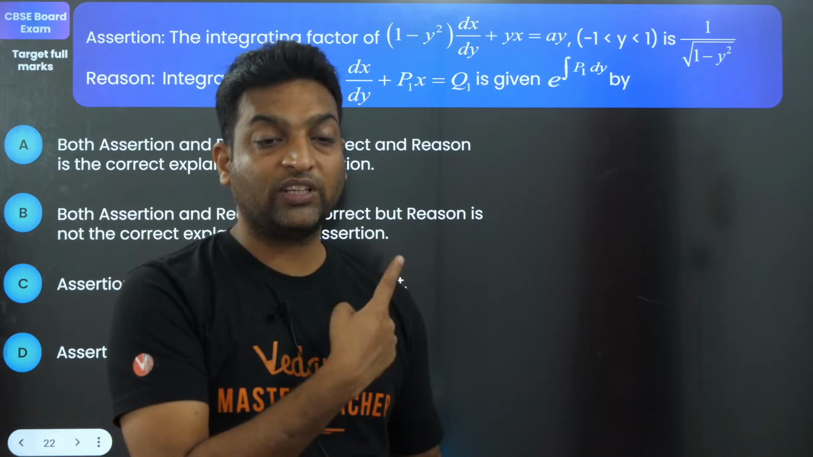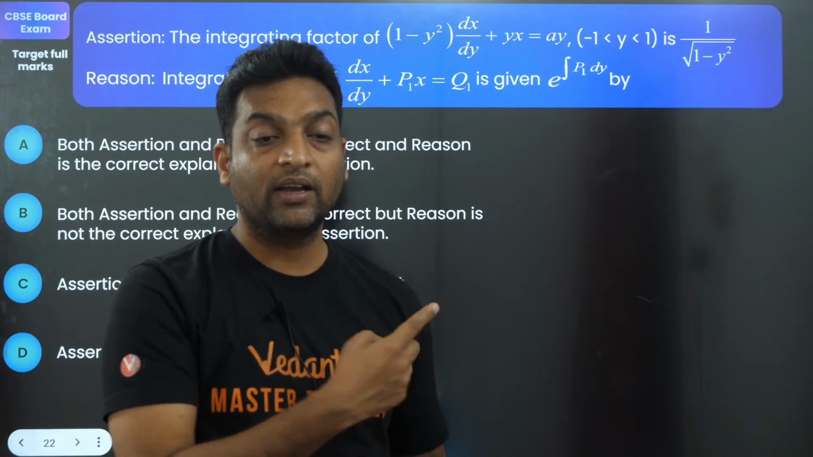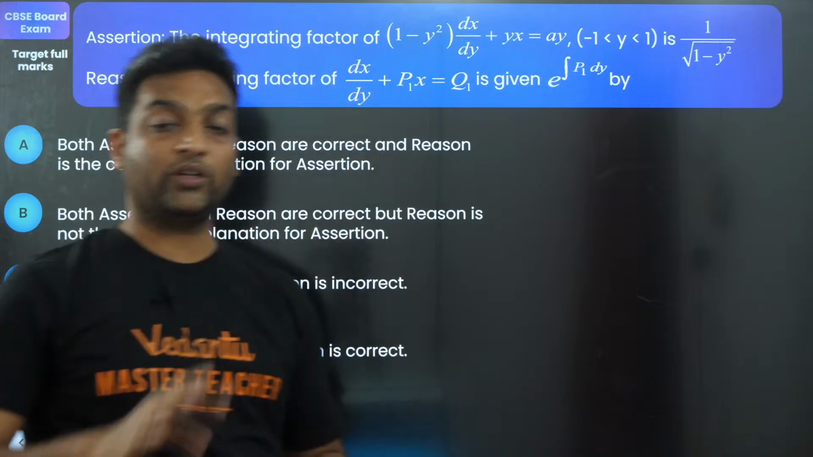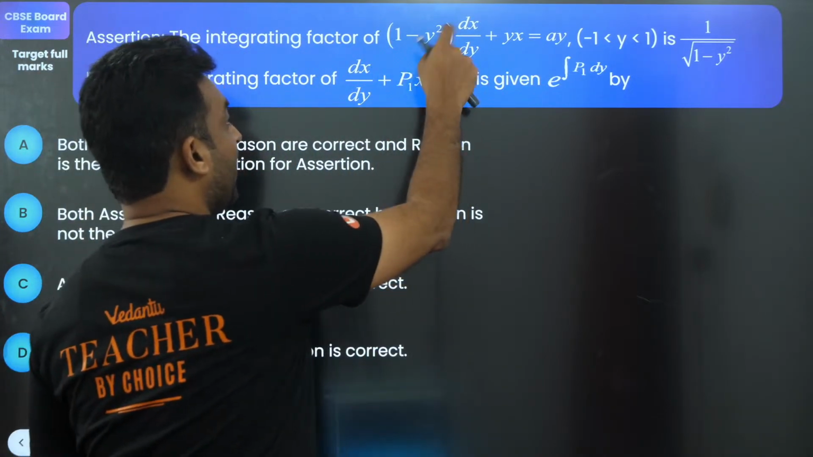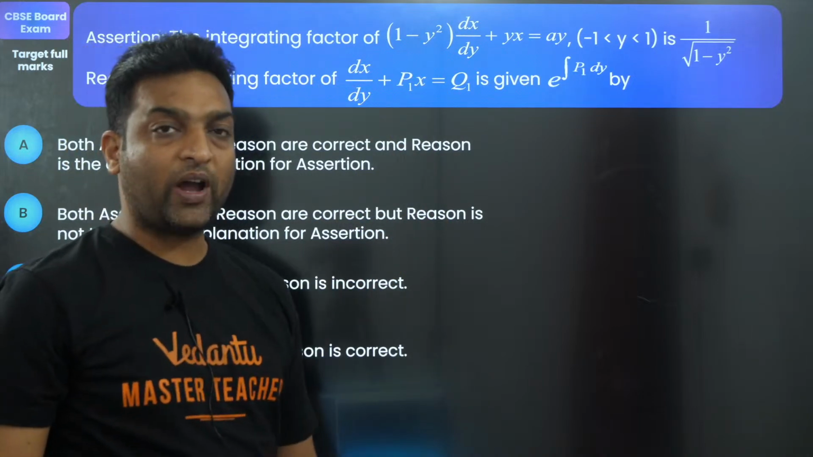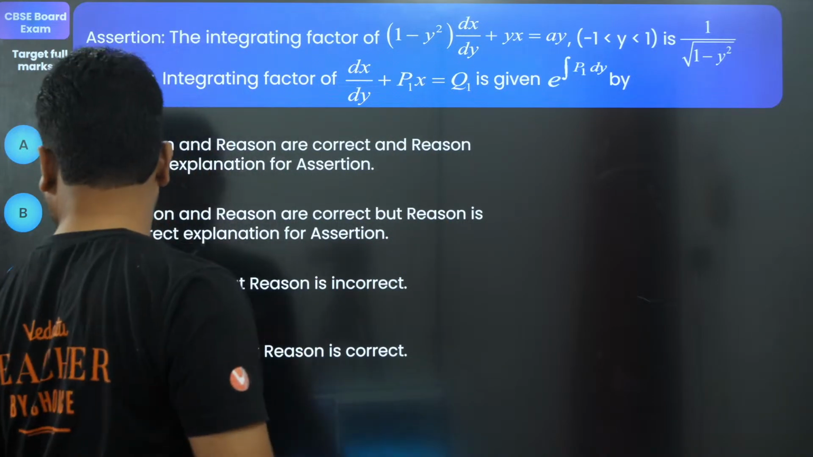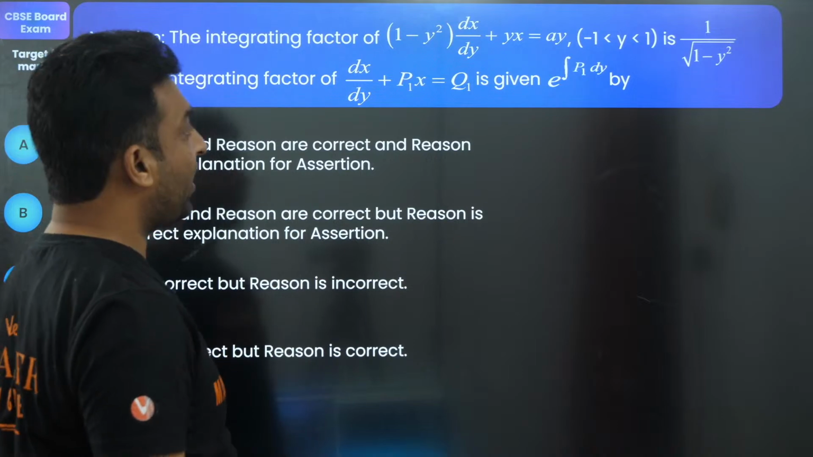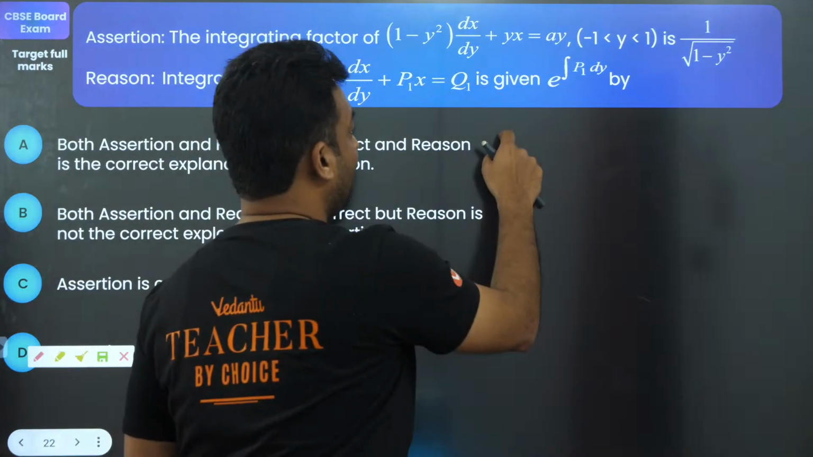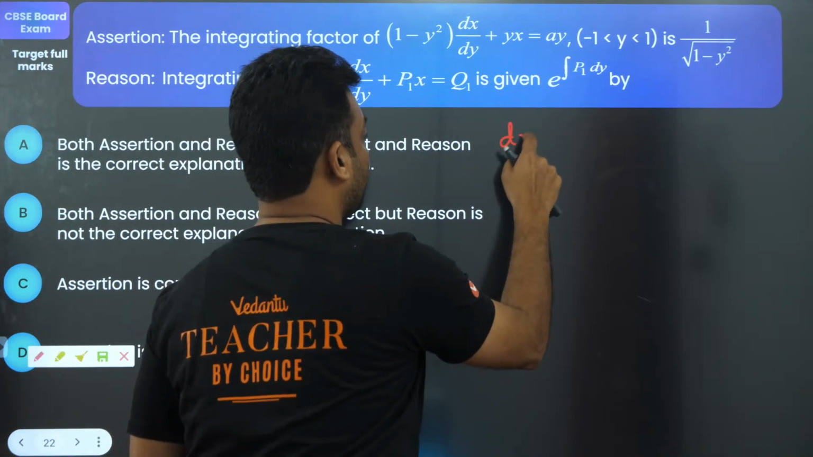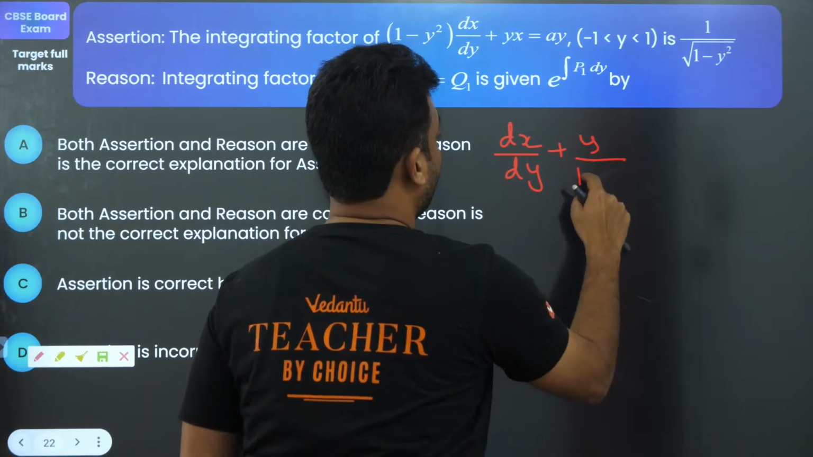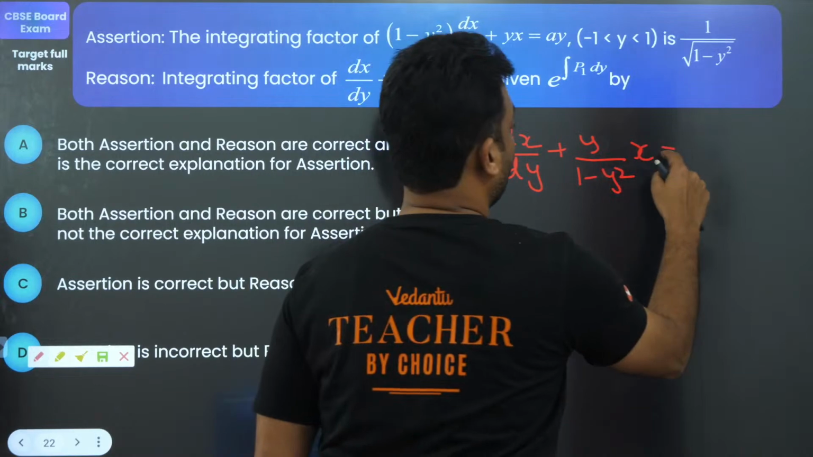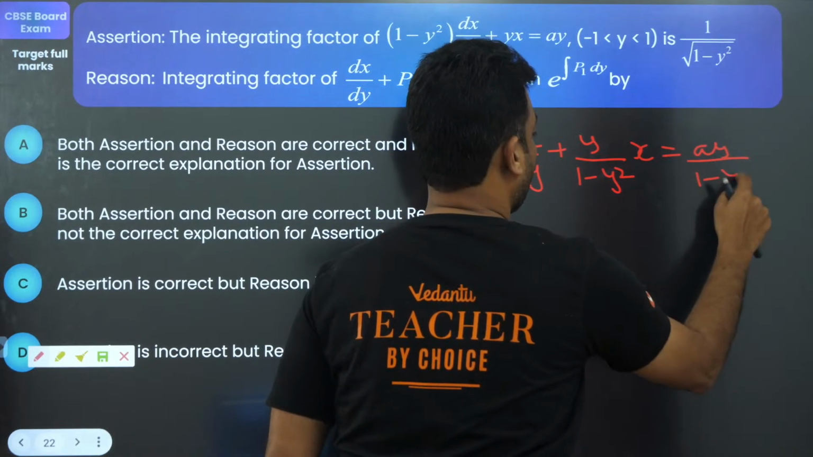Which kind of differential equation is this? Linear differential equation. Perfect. So first we make the coefficient of dx by dy 1, by dividing by 1 minus y square. So dx by dy plus y upon 1 minus y square into x equals to a y upon 1 minus y square.